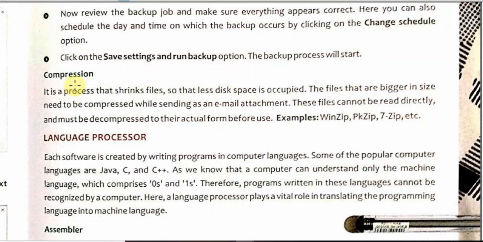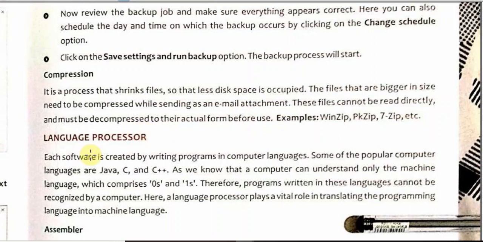Next is compression. Compression is a process that shrinks files so that less disk space is occupied. Files that are bigger in size need to be compressed while sending them as an email attachment. WinZip, PKZip and 7-Zip are some compression programs.